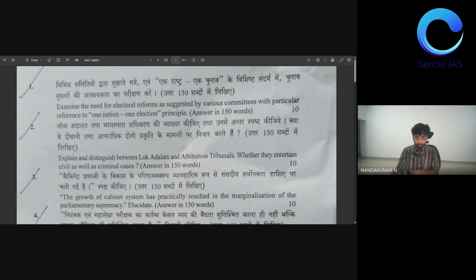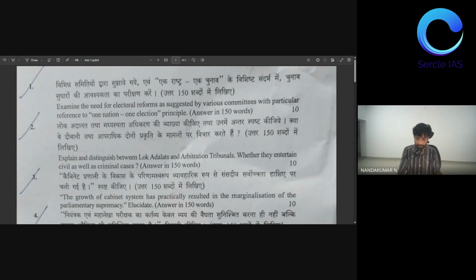Okay. The growth of the cabinet system has practically resulted in the marginalization of parliamentary supremacy. Elucidate. This question requires an understanding of the concept called parliamentary supremacy. What is parliamentary supremacy? Do we have constitutional supremacy, judicial supremacy, or parliamentary supremacy? Then we can see that it is a blend of both or somewhere in between. We don't have judicial supremacy or parliamentary supremacy. Rather, the constitution is there in between both of these things.